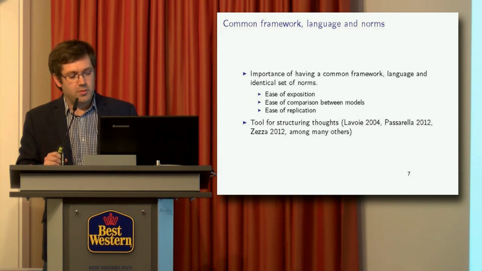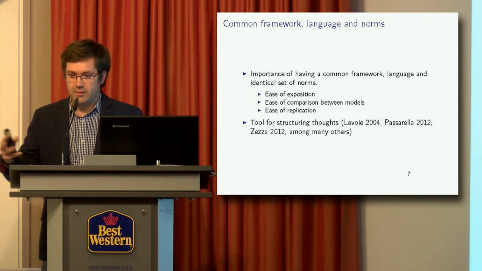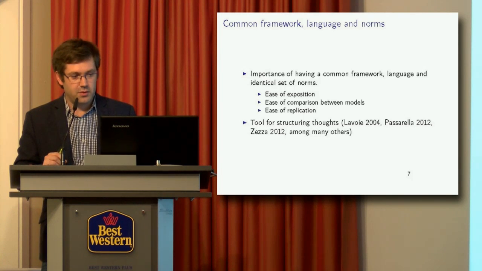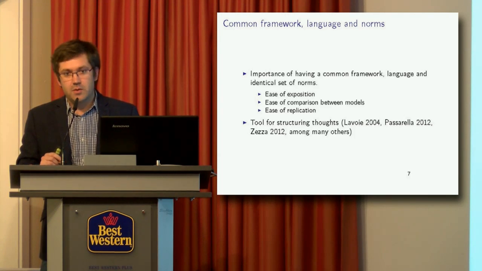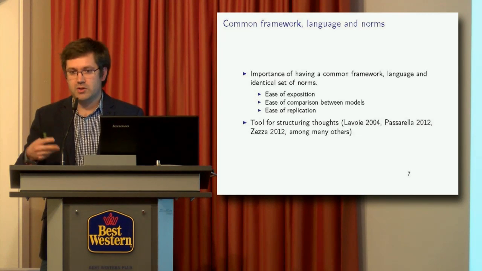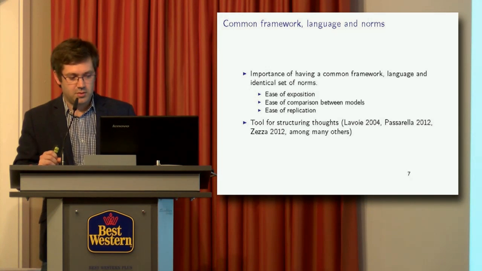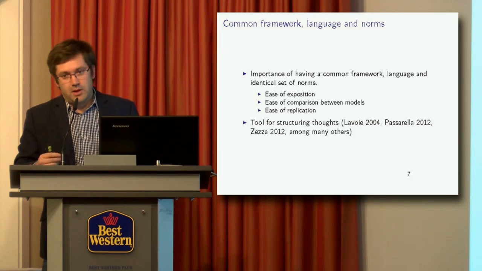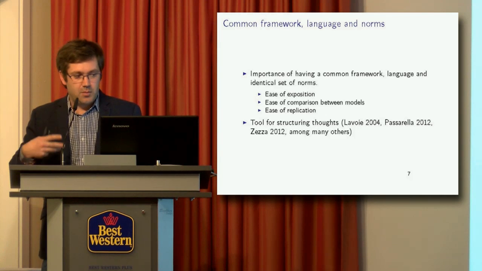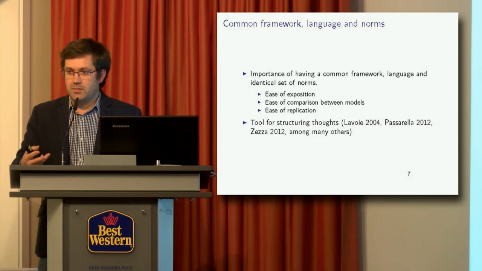It also allows us to compare models more easily. One of the reasons why the agent-based approach has difficulties to thrive as much as the stock flow approach is because it's very complicated to compare models. If you were to do that, you would actually spend a few days trying to understand what the common root is between two models. And because of this usage of common framework, language, and norms, it's also very easy to replicate models.